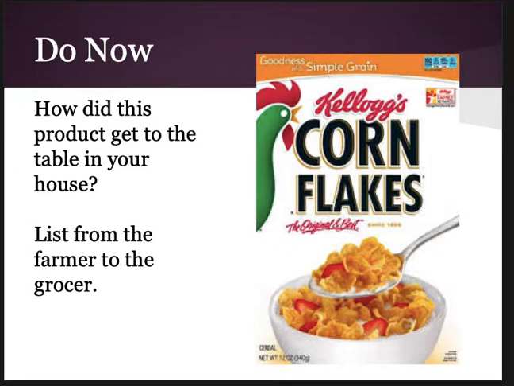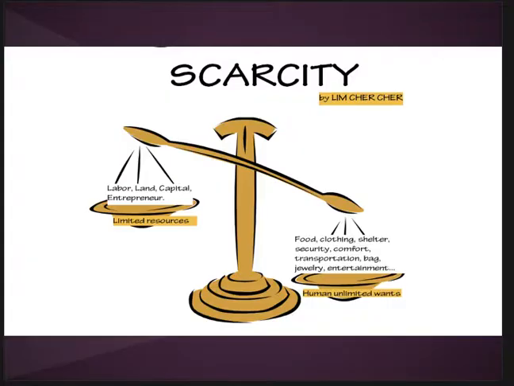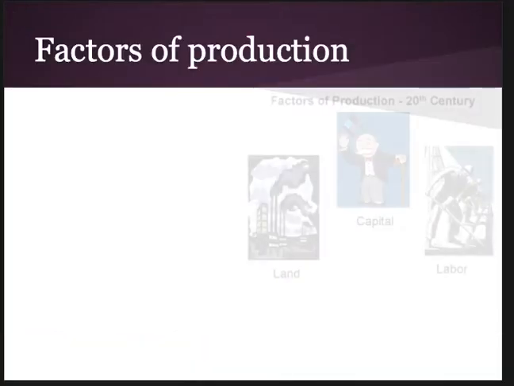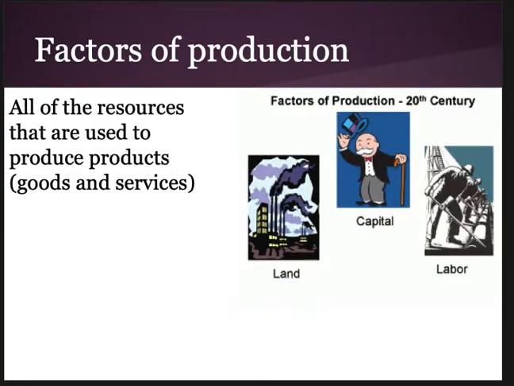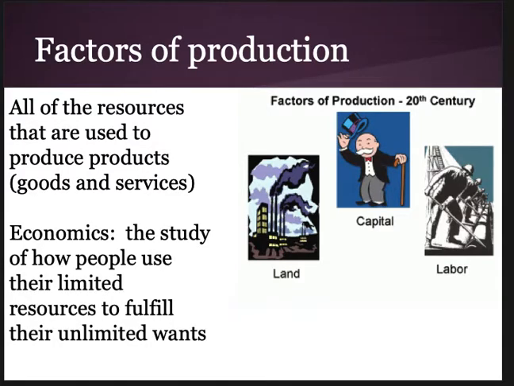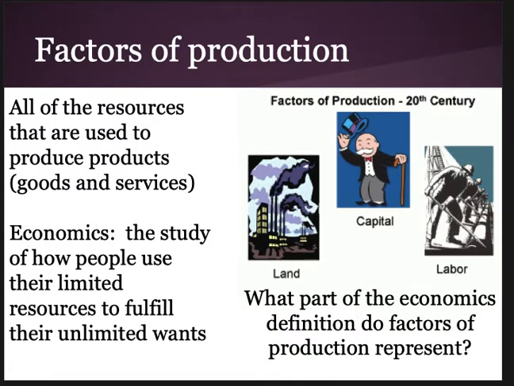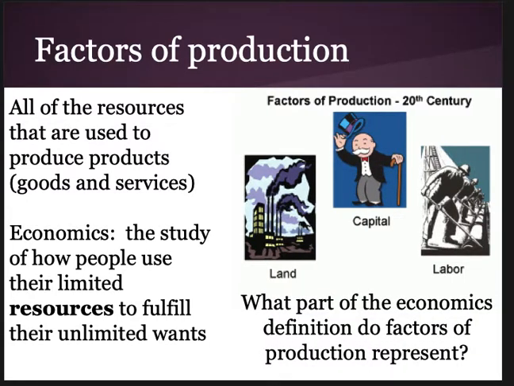And we're going to look into these different factors right now. If you remember scarcity, it's where we try to fulfill our unlimited wants using limited resources, and we have to make choices. Those limited resources are the factors of production. So what are the factors of production? They're all the resources that are used to produce products, goods, and services. Remember, the study of economics is how people use their limited resources to fulfill their unlimited wants. When you think about the part of the definition of the factors of production that is in the definition of economics, the key word is resources.